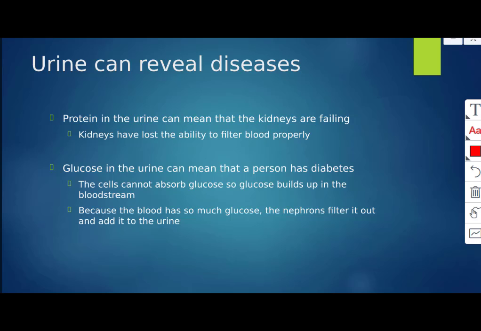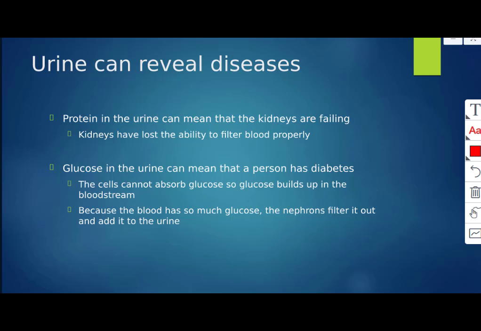Another important chemical that can be found in the urine is glucose, which is a sugar. And if that is found in the urine, that can mean that a person has diabetes. Basically, the cells can't absorb all that glucose that's in the blood, so glucose is building up in the bloodstream. And because the blood has so much glucose, the nephrons just filter it out and add it to the urine. So when you urinate and it gets tested and they find glucose in there, that would be an indication of diabetes.